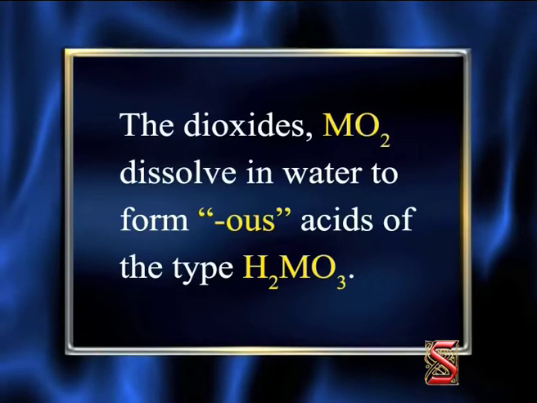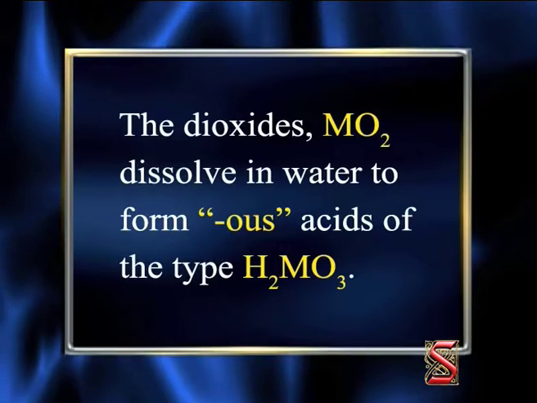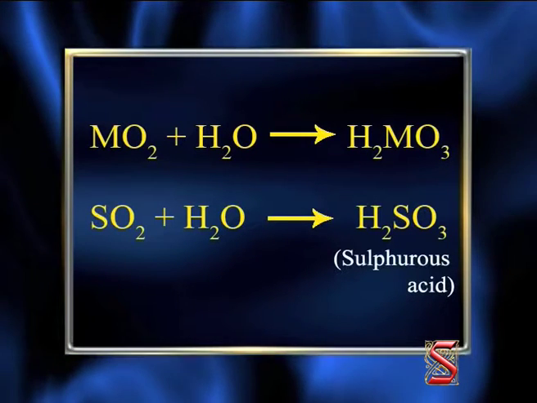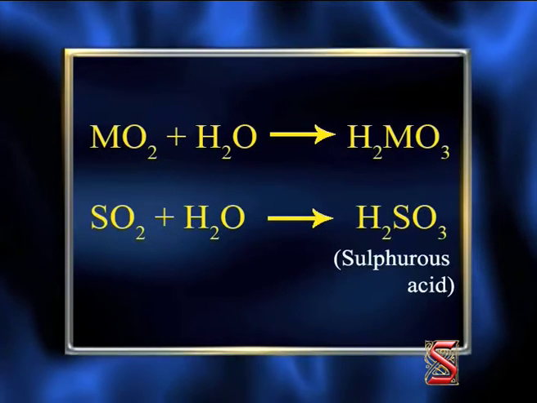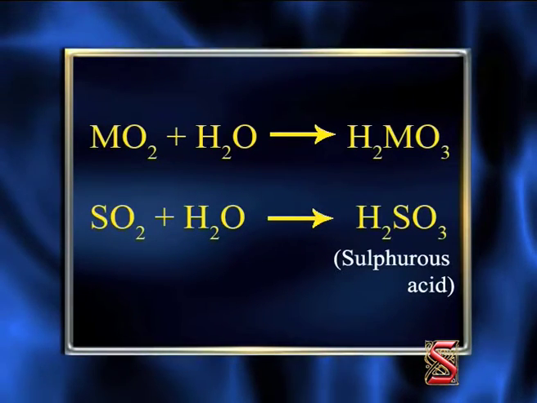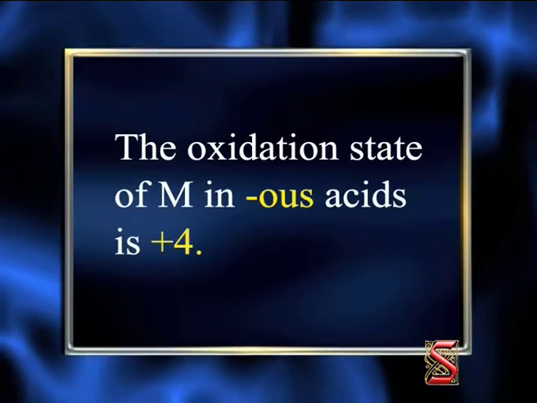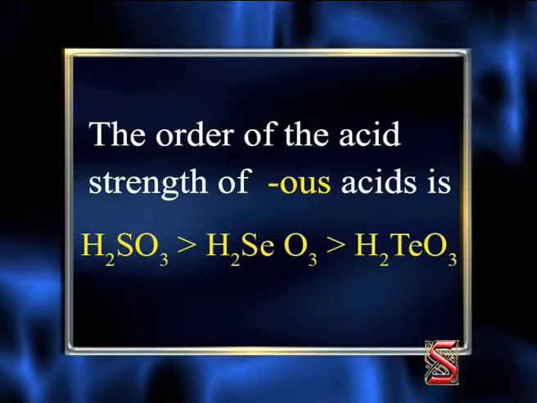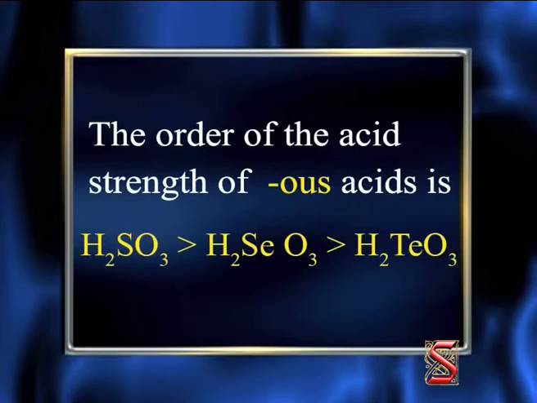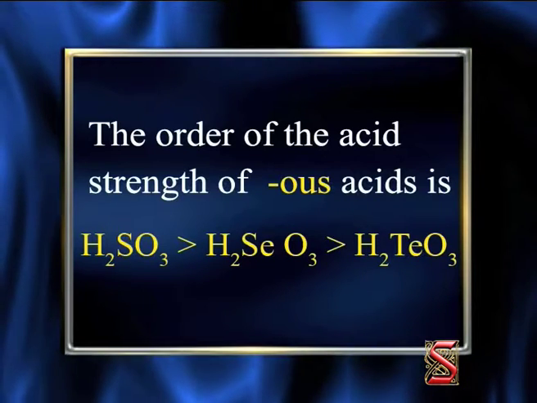The dioxides MO2 dissolve in water to form -ous acids of the type H2MO3. MO2 plus H2O gives rise to H2MO3. SO2 plus H2O gives rise to H2SO3, which is sulphurous acid. The oxidation state of M in -ous acids is +4. The order of the acid strength of -ous acids is H2SO3 greater than H2SeO3, which is greater than H2TeO3.